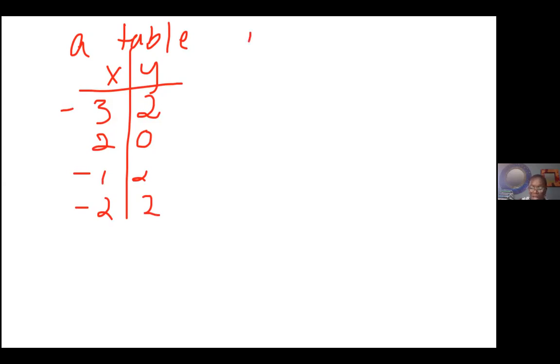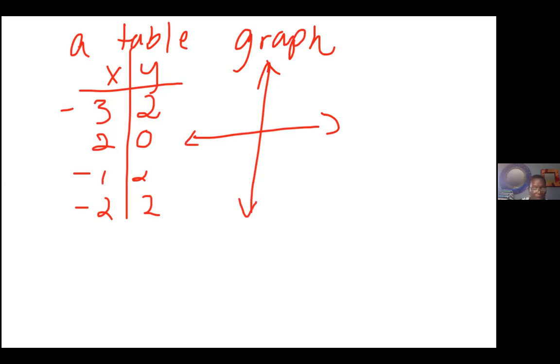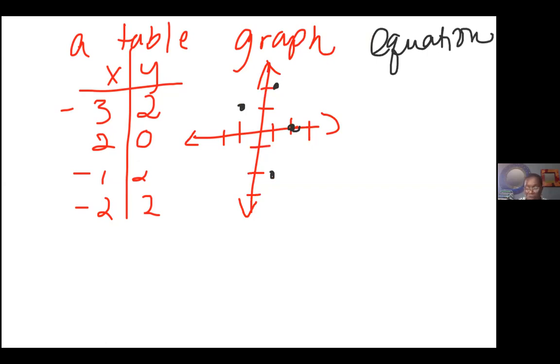We could use a graph, guys, on the XY plane. So if you go to the XY plane and you plot a whole bunch of points, let me put some marks on here. So here's a point, here's another one down here, and then last but not least, I'm going to have one right there. So that's a relation as well. A graph is considered to be a relation. An equation, guys, is also considered to be a relation, such as y is equal to 2x plus 3.